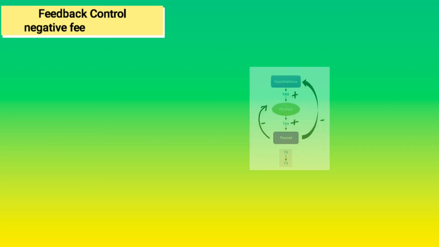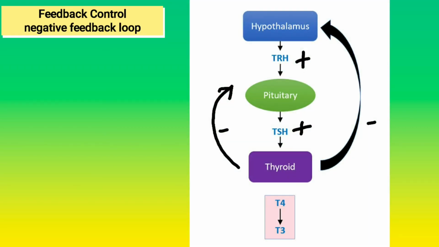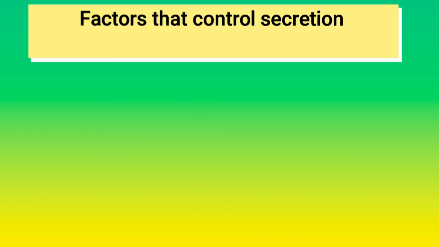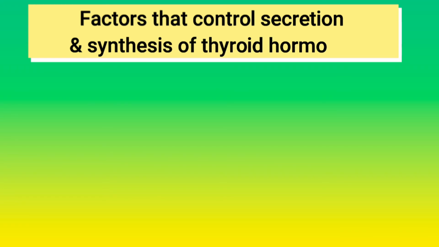Now let's learn about the feedback control. Thyroid hormones regulate their own secretion through negative feedback control by inhibiting the release of TRH from the hypothalamus and TSH from the anterior pituitary, as you can see in the figure. There are some other factors too which control secretion and synthesis of thyroid hormone. One of those factors is iodide.